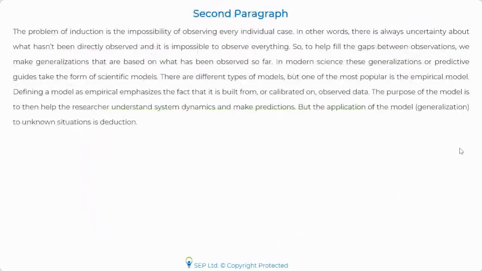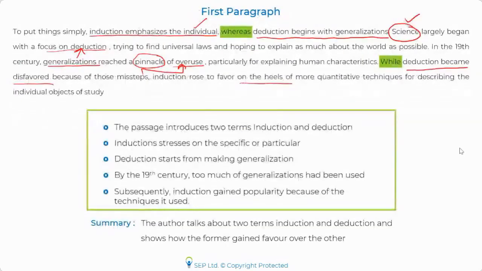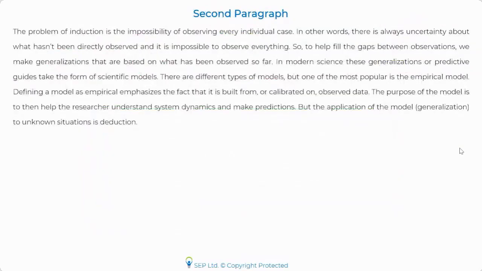All right, now here comes the second paragraph. So the first paragraph, I've already understood that the author's purpose was to introduce two terms and show how one term lost favor and the other gained favor. Let's start. The problem of induction. Okay, so after talking about how induction gained favor, now the author is talking about problem with induction. So induction also has some problems. All right. The problem of induction is the impossibility of observing every individual case.